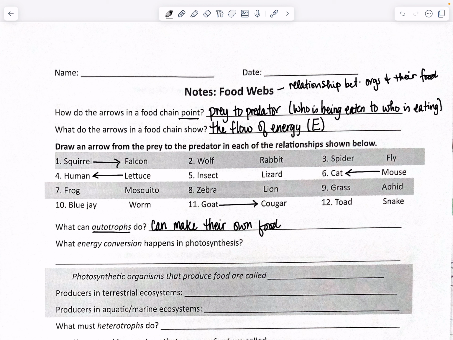Okay, so the next question asks, what energy conversion happens in photosynthesis? So remember, the process most autotrophs will use to make their own food is photosynthesis. So let's add that word up here. And in photosynthesis, we're just changing the form of energy. So we start off with one kind of energy, and then at the end of photosynthesis, we've changed it into a different kind of energy.